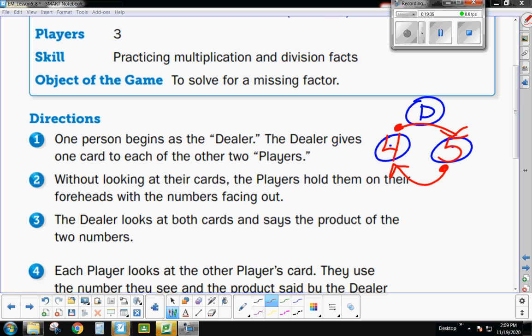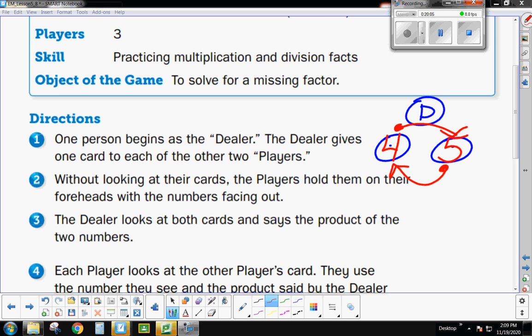Now you have to figure out what's on your forehead. You can see the other card, but you can't see yours. You have to figure out what's on your head. Okay, so if I can see the 5, I'm going to think, okay, 5 times what equals 20? And the other person, they can see the 4. They got to think, 4 times what equals 20? Okay, so you kind of see how that gets played?